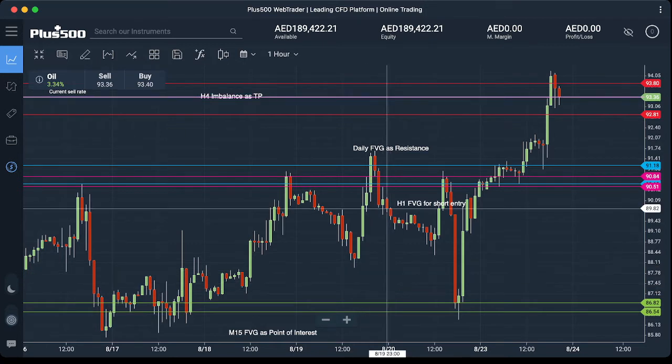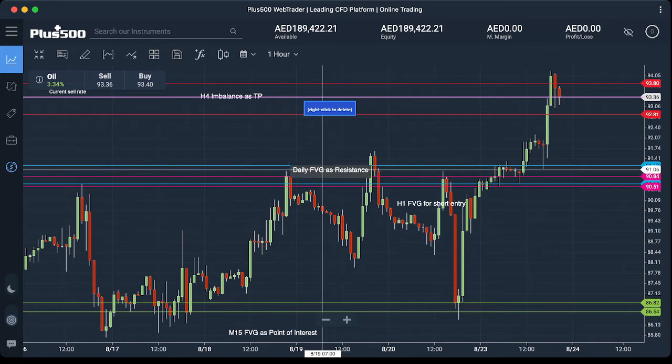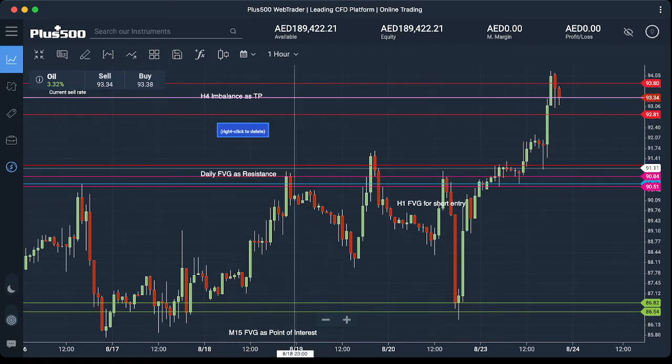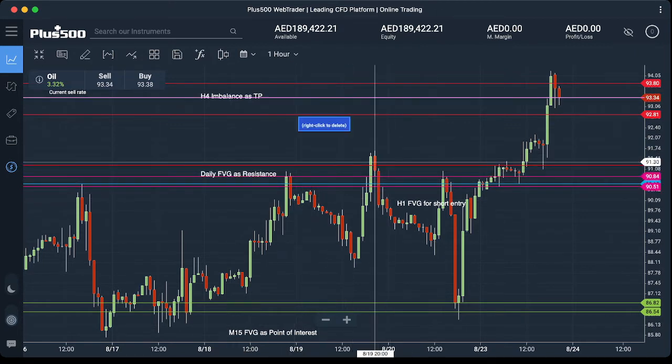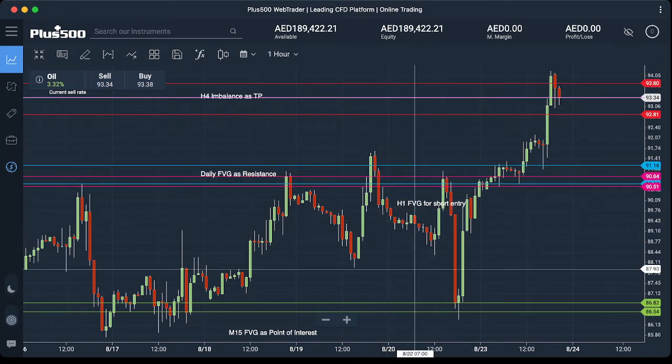As you can see, this area, which is the blue horizontal line, was our daily fair value gap, and this was acting as a resistance. You can see one time, and then it went up, it came back down, and here is acting as another resistance. And this is exactly what happened.